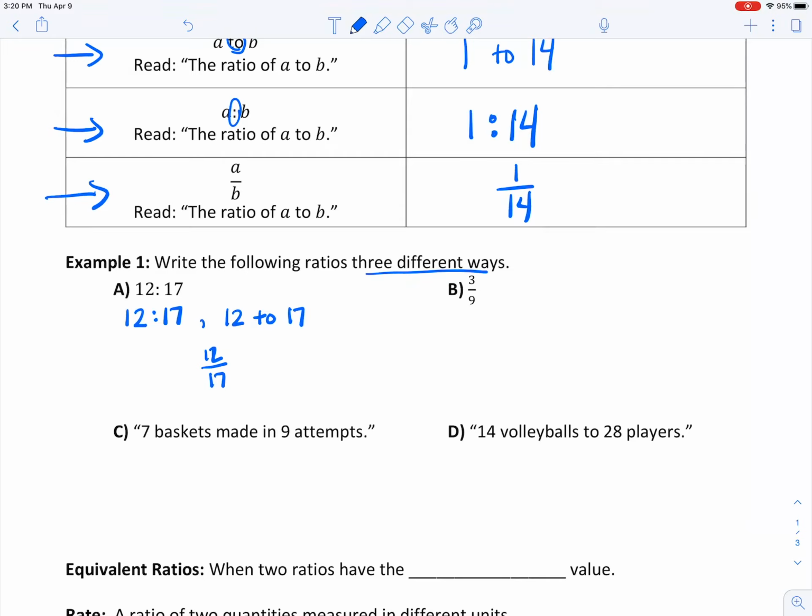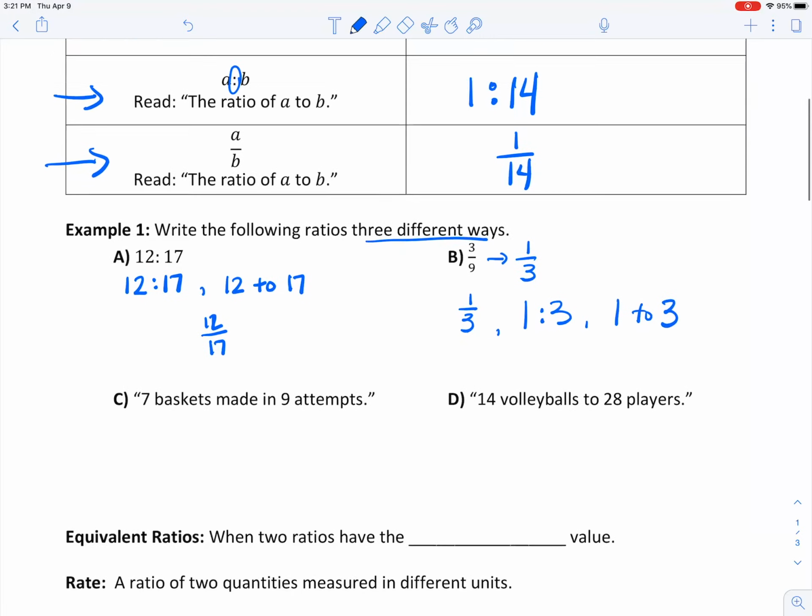All right, so let's write the next one. 3 to 9. Now remember, I do need it to be in simplest form. So how can I simplify that? Well, both the 3 and the 9 can be divided by 3. So if I do that, I get 1/3. So my three different ways, we have the fraction way, we have the way with the colon, and we have the way with the word to.